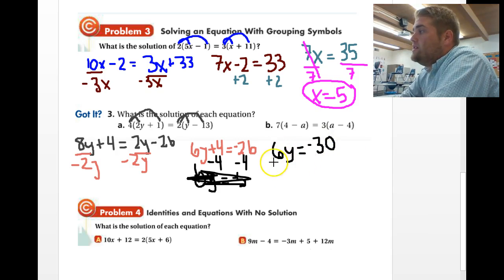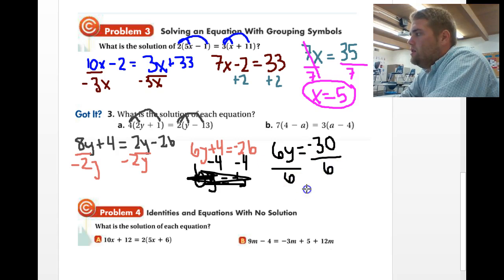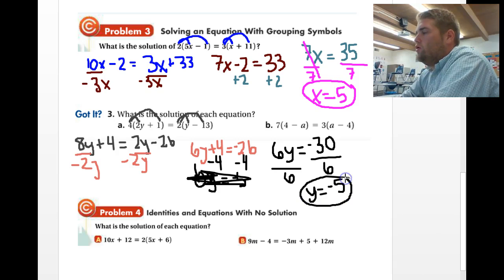So now once again, 6 times y, the opposite of multiplying by 6 is dividing by 6, so y equals negative 5. Make sure to circle your answer.